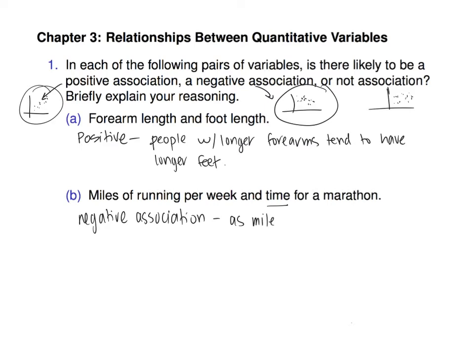As miles run per week goes up, time goes down on average. I mean, there are certain limitations and stuff like that. I will never run a 2-hour marathon no matter how much I run per week. But on average, if you run more, you tend to run faster.